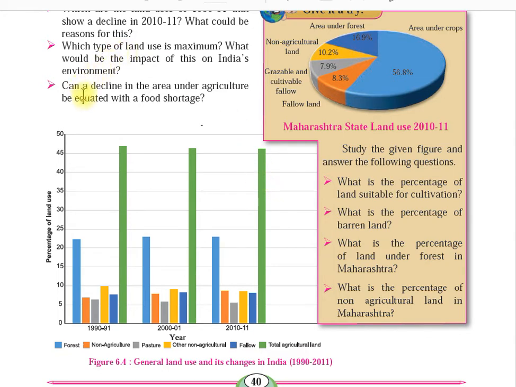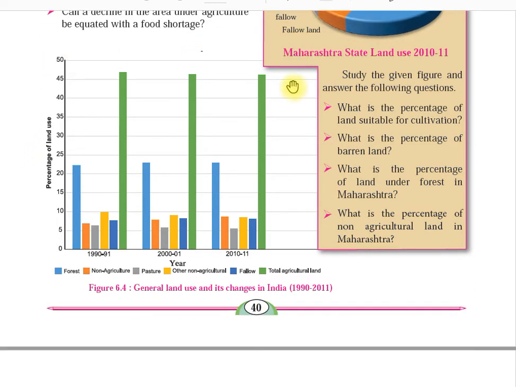Next question. Can a decline in the area under agriculture be equated with a food shortage? Yes. As the percentage of cultivable land decreases, the quality of produce also decreases as there remains less available land for cultivation. So, land for cultivation remains less.